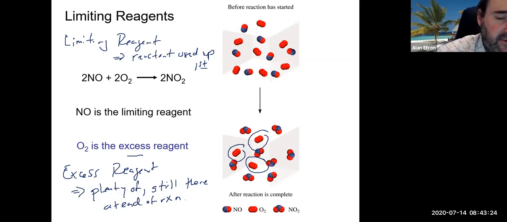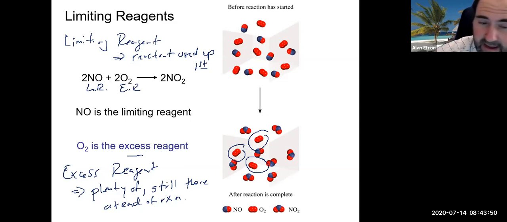Like I mentioned before, for the excess reagent, you could also figure out how much is left over. So in this case, we have 3 molecules of O2 left over, and none of the NO left over as it's limiting. So why is that important? Well, it's important because, as we see here, this is our limiting reagent, and this is our excess reagent.